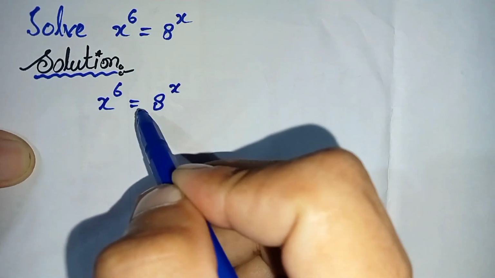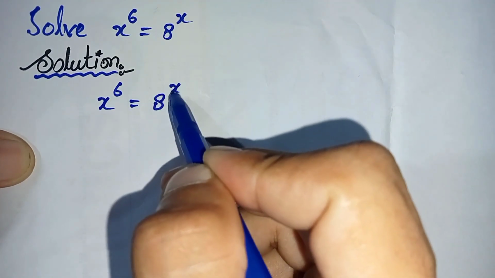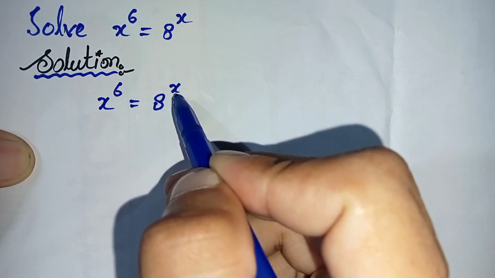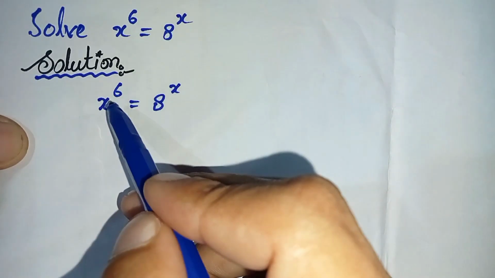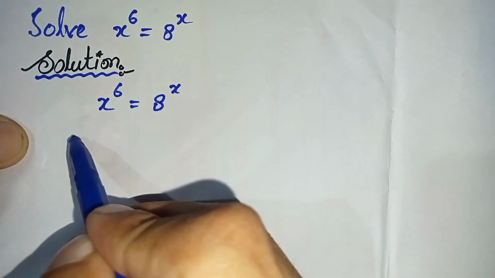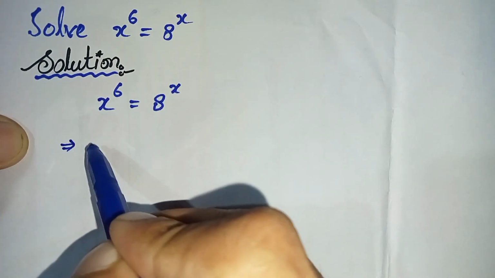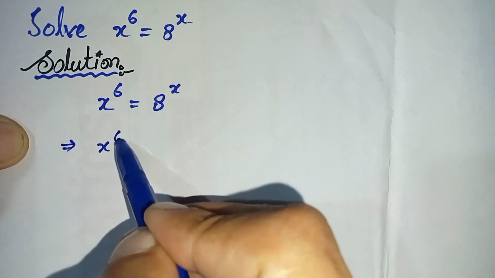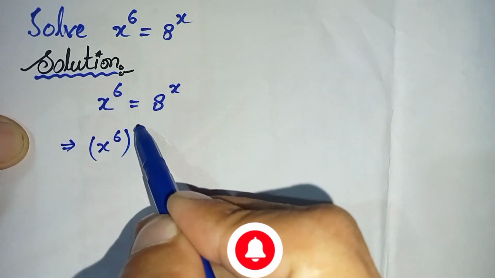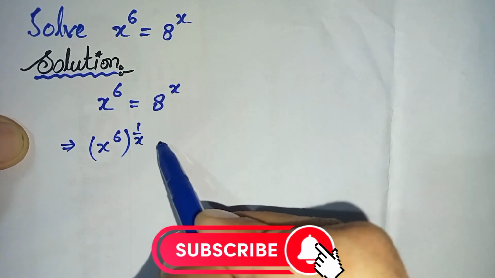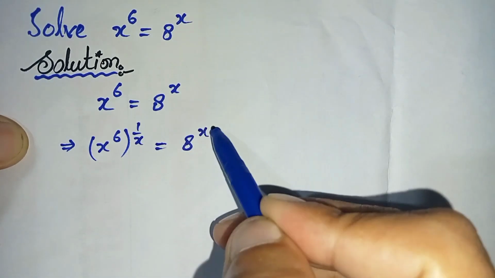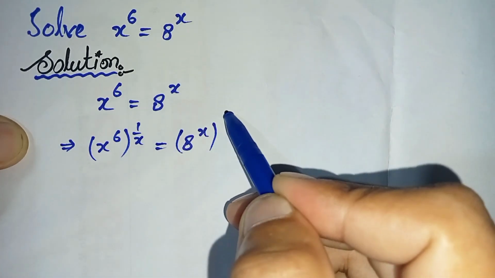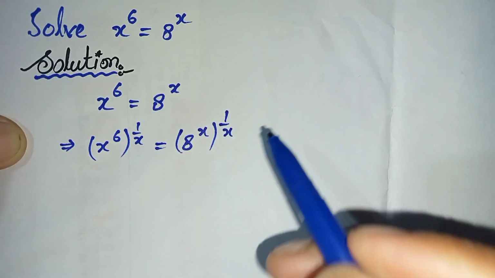So first of all, in this equation, we will simplify this x from the right hand side. So for that, we will multiply 1 over x in the power on both sides. So it will become, implies x raised to power 6 whole raised to power 1 over x is equal to 8 raised to power x whole raised to power 1 over x.